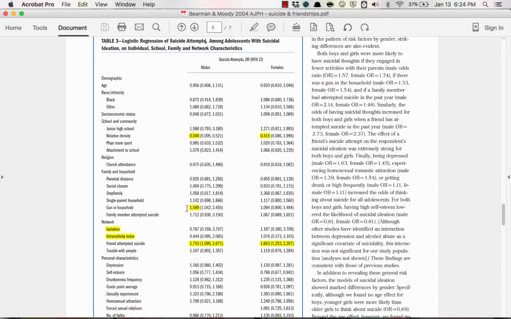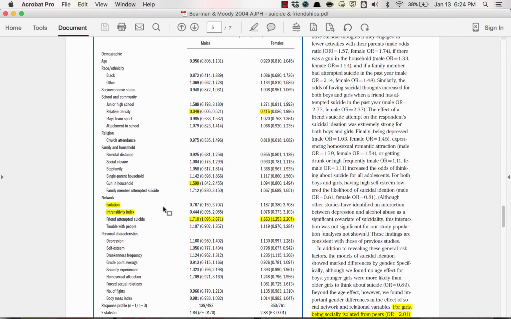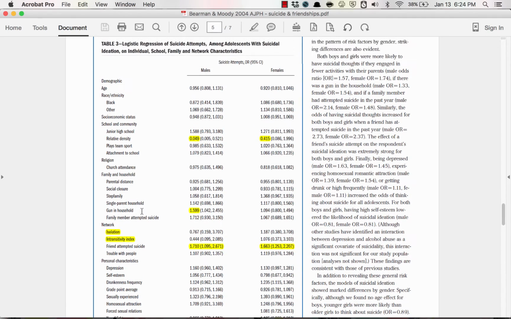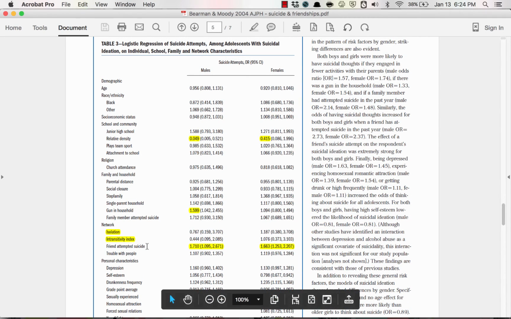For males, if there's a gun in the household, they're more likely to attempt suicide. And that is a gendered dynamic. You don't see that number highlighted here because in general, males are more likely to use guns when they attempt suicide than females are. You'll see that a person's isolation or the extent to which their friends are friends with each other no longer matters when you're looking at suicide attempts. But again, having a friend who attempted suicide does.